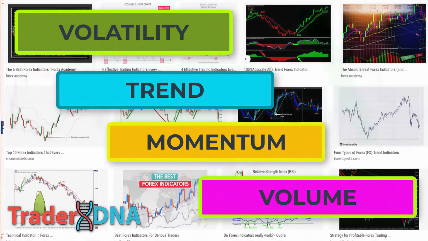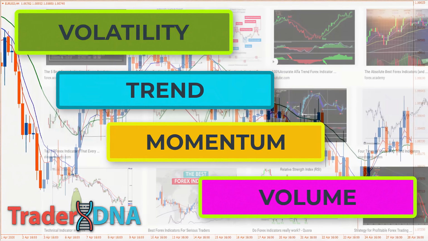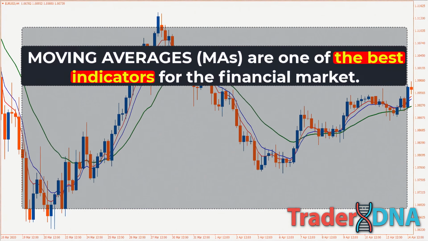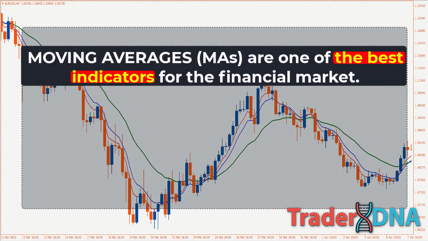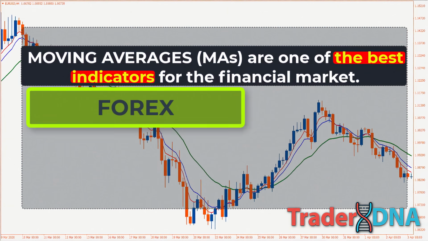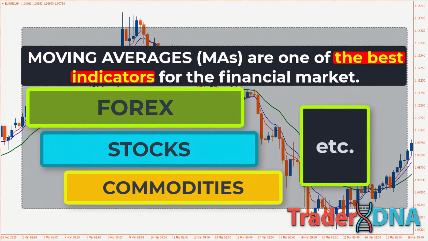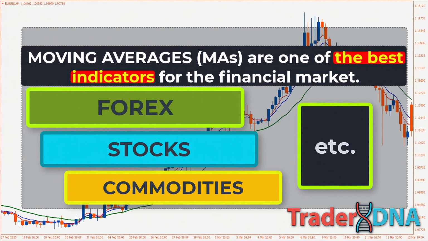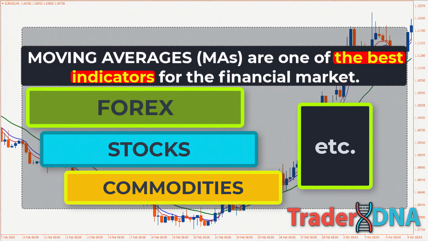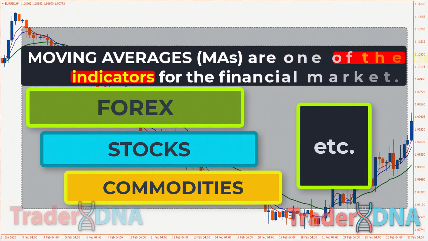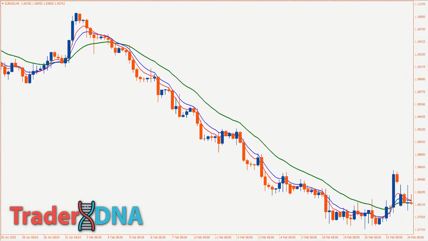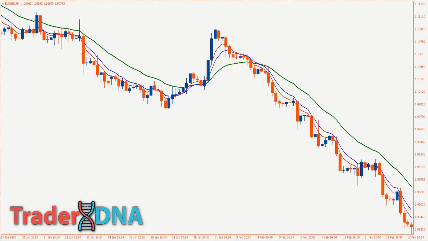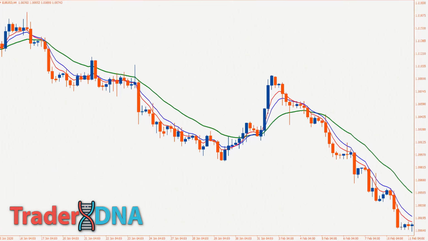And now, what is 5, 8, and 13 EMA? Moving averages are one of the best indicators for the financial market. You can use the moving average indicator for analyzing several financial markets such as forex, stocks, and commodities. You can calculate moving averages by opening or closing candles of specific periods. Moreover, you can customize the periods of moving averages. Easy applications and unique features make this indicator so popular. EMA, or exponential moving average, is one kind of moving average that shows the most satisfactory results to identify trends.